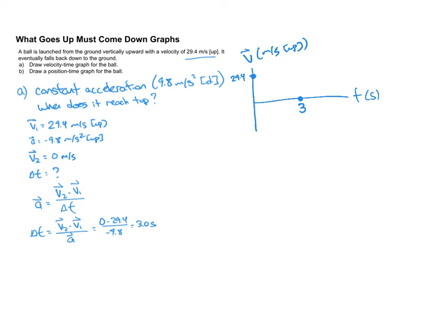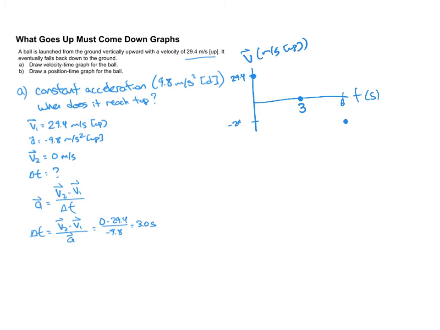And what goes up must come down. This is a symmetrical situation here. It's going to spend 3 seconds going up and then 3 seconds coming back down to hit the ground. So it's going to end up at 6 seconds. And the velocity is just going to be negative 29.4.